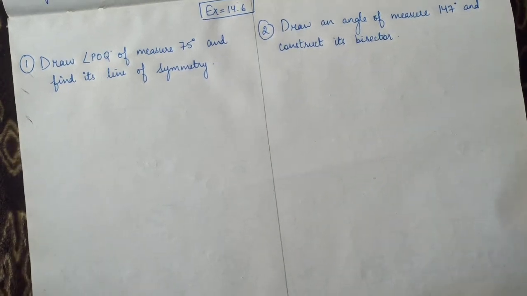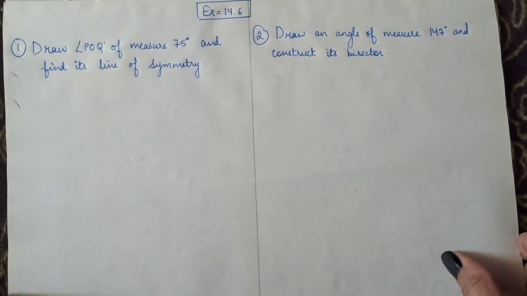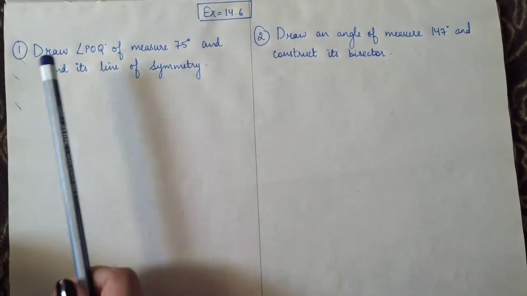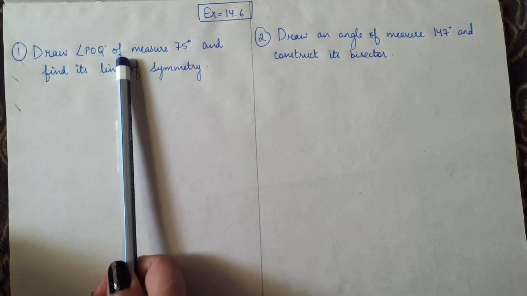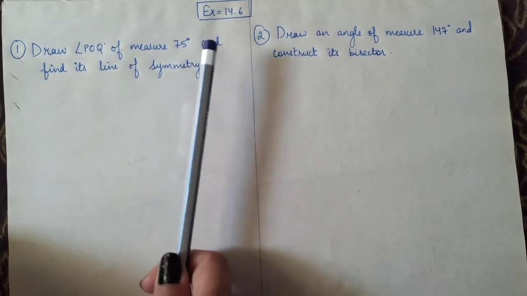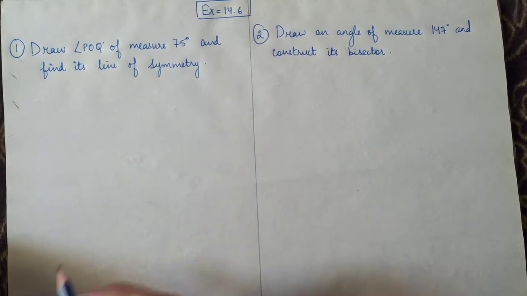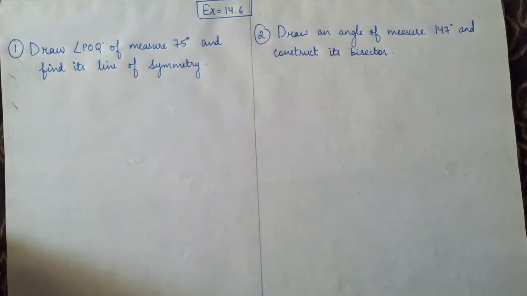So, good morning everyone. Now we'll begin with exercise 14.6, question 1. So it says, draw angle POQ of measure 75 degrees and find its line of symmetry. Now, what is line of symmetry?